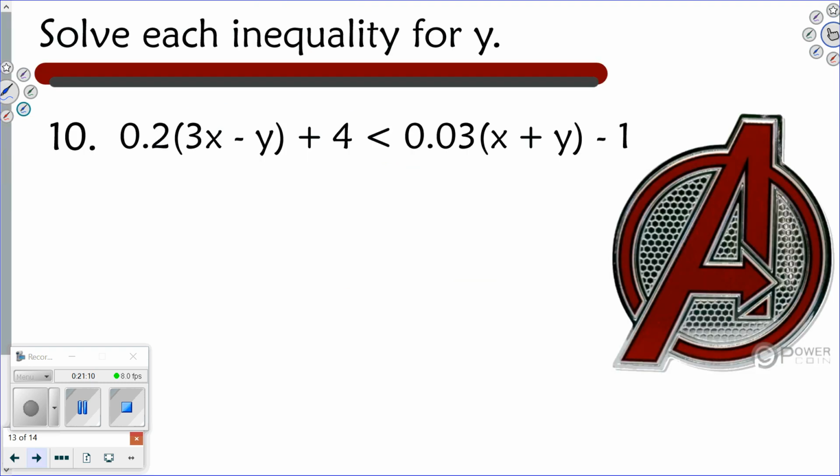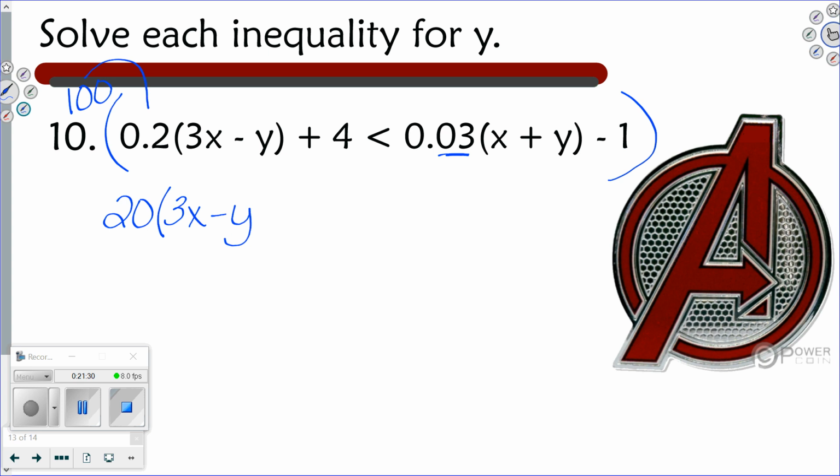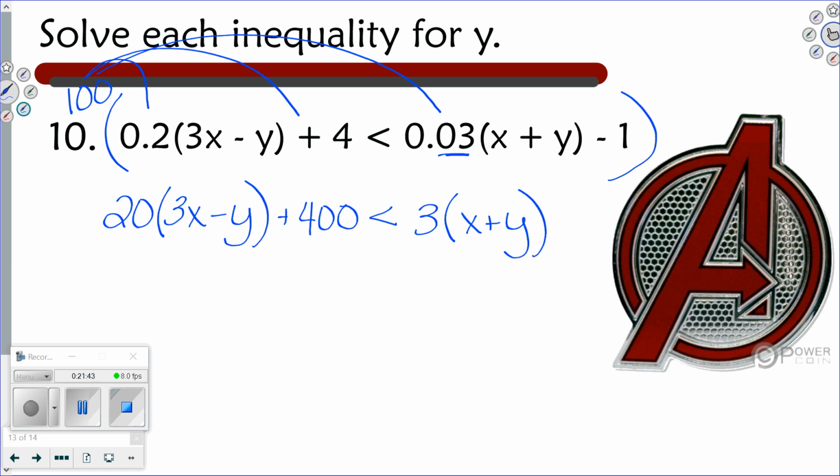Good. Yeah, I would start by multiplying by 100 because of that one went 2 spots. What do I multiply by 100? Everything but the parentheses. So 100 times 0.2, good, that would be 20. 3x minus y does not get multiplied. That becomes 400. Good, that is 3. Do not multiply the parenthesis. Minus 100.